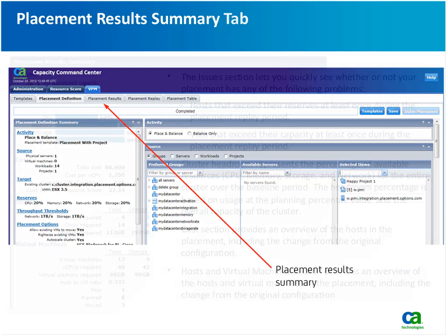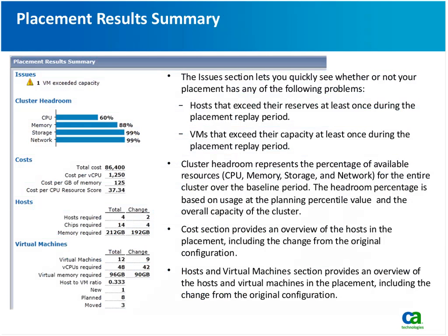After you do a placement, it will show you a quick summary view like what we have on the left. Are there any issues with your placement? For example, it will highlight, given all the parameters you put into the placement definition, the placement results identified some issues, whether it's host-related, exceeded certain reserves, or it's VM-related, exceeded certain capacity at least once during the placement replay period. And also it shows you, are there any additional resources along different dimensions for the underlying cluster, whether it's CPU, memory, storage, or network.